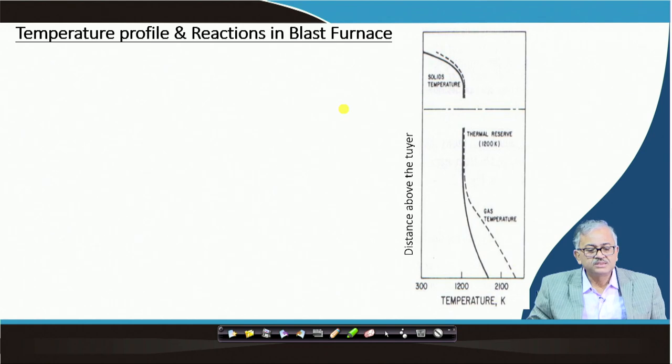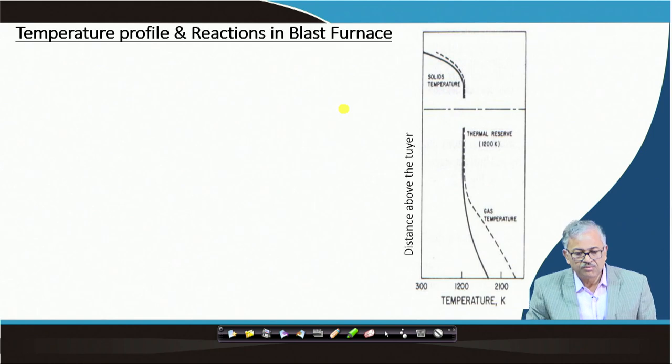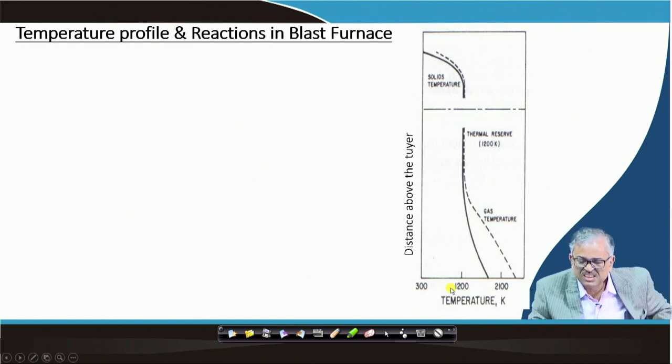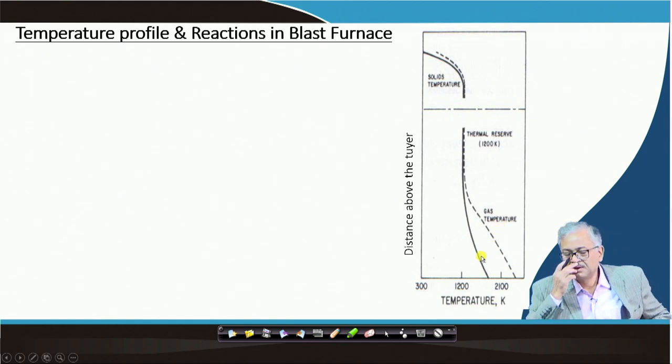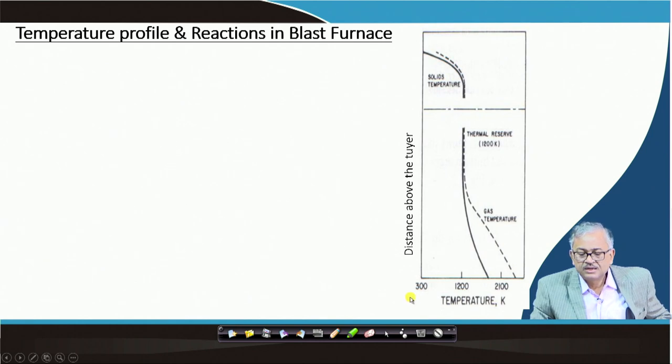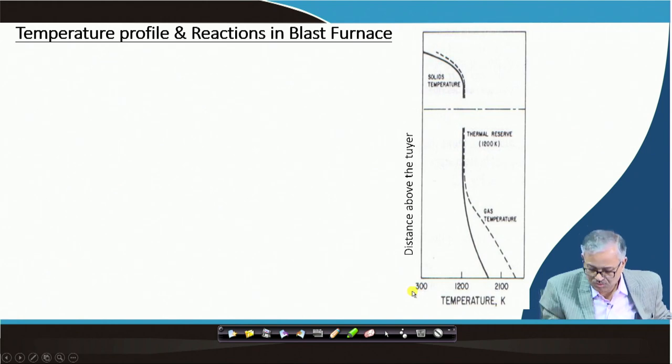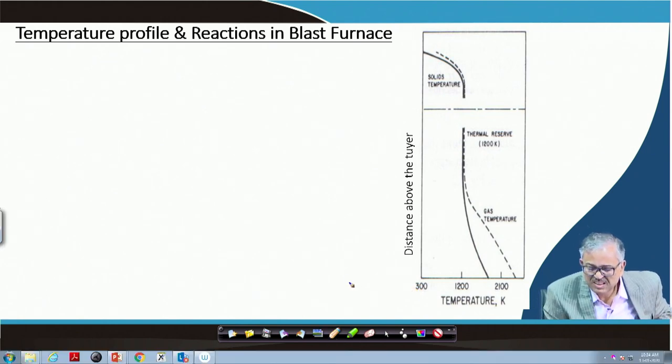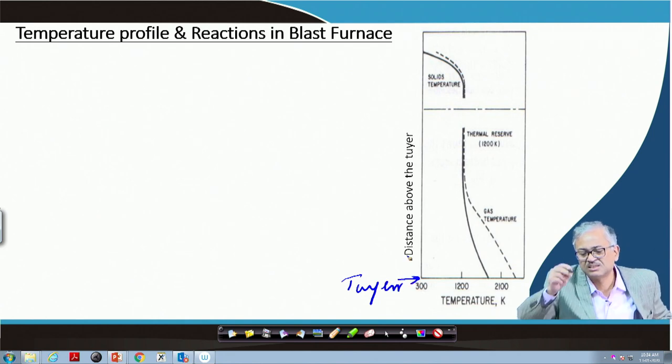Now come to the temperature profile and reaction in the blast furnace. This is a very interesting point. This is the temperature profile of the blast furnace. The dotted line is for the gas and the solid line is for the solid. And this is the distance above the tuyere. Suppose here you have the tuyere, your tuyere is located here, and this is the distance above the tuyere.